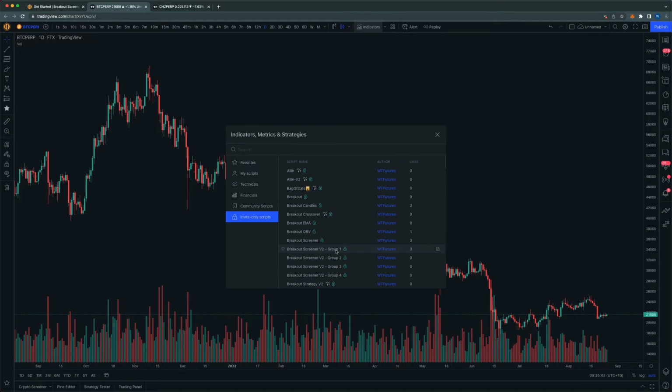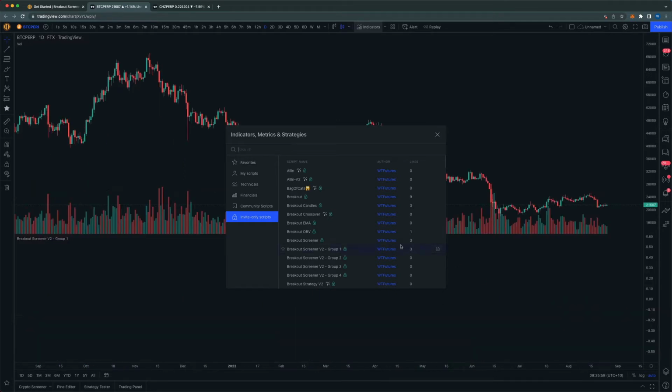Group 1. And once you do come on board as a lifetime member, we actually give you a few other groups so that you can monitor up to 160 pairs. But in this first group, it's just the top 40 pairs. So there's Bitcoin and ETH and all of the top 40 pairs based on daily market volume. They're the ones that are loaded by default in this group.